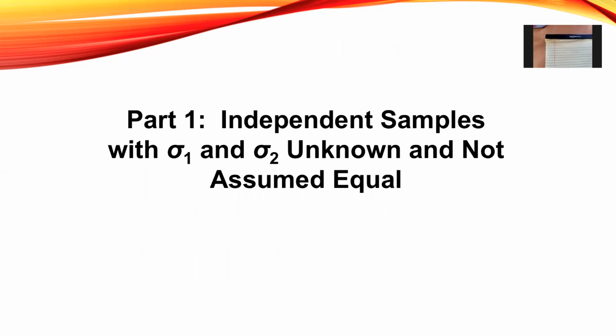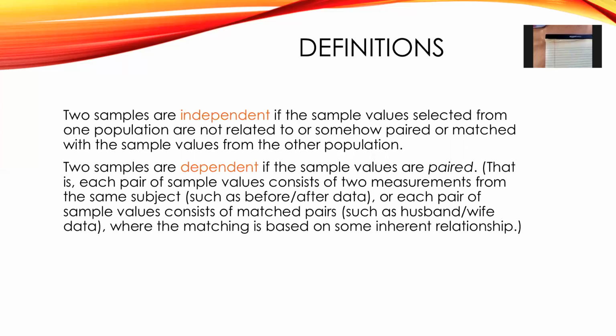Part 1, we have independent samples. The standard deviations are unknown, right? That's what sigma 1 and sigma 2 are. And not assumed equal. So a review of independent and dependent: two samples are independent if the sample values selected from one population are not related to or somehow paired or matched with sample values from the other population. Samples that are dependent, you can think of usually as something like paired data, such as before and afters, or husband and wife, or in some other fashion that relates them.